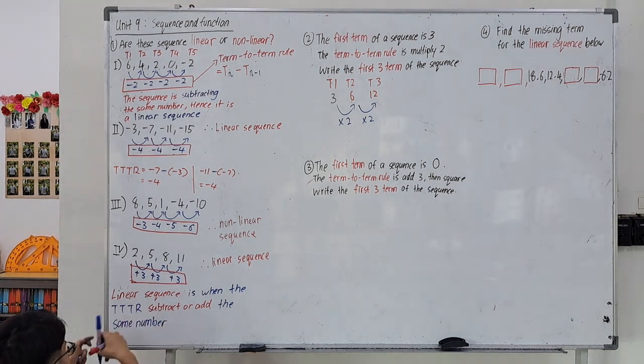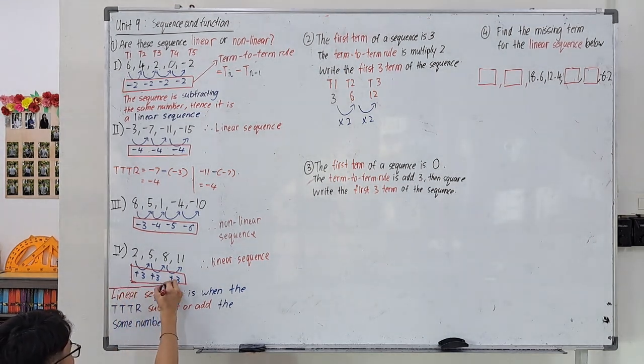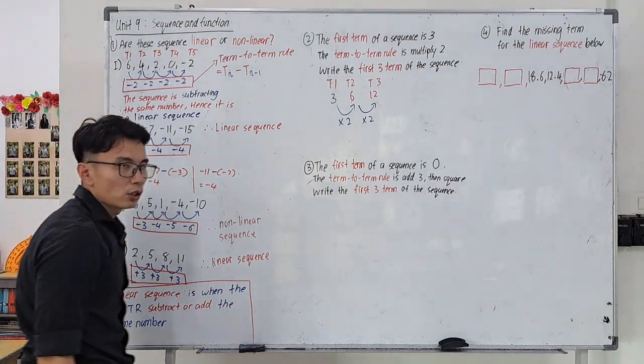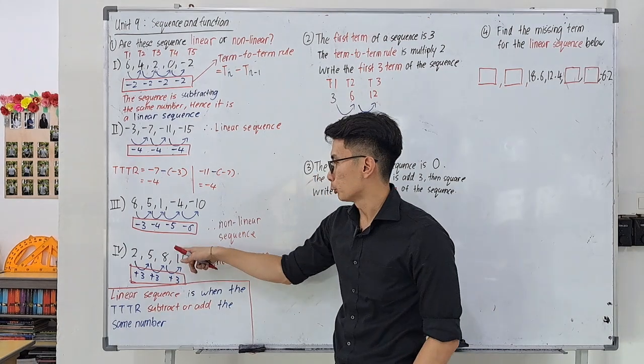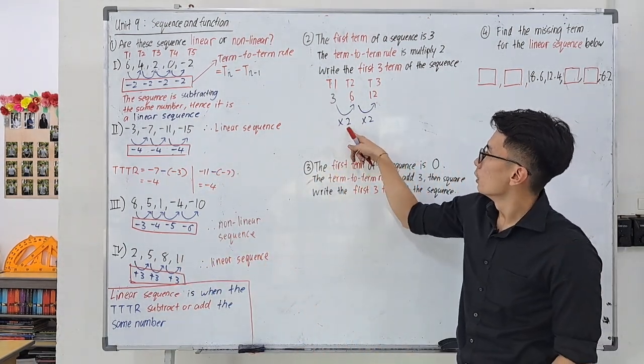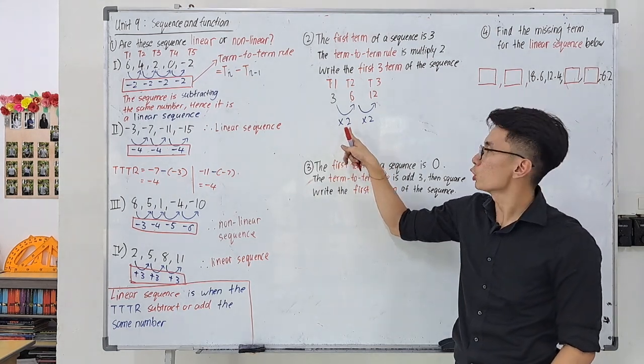Okay, so over here that is the general idea of what a linear sequence is, okay? So it's when you are adding or subtracting the same number, that's a linear sequence. So this one looks like a linear sequence, but it's not because it's multiplying.